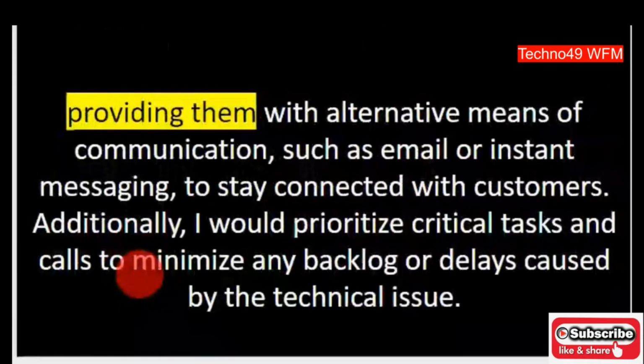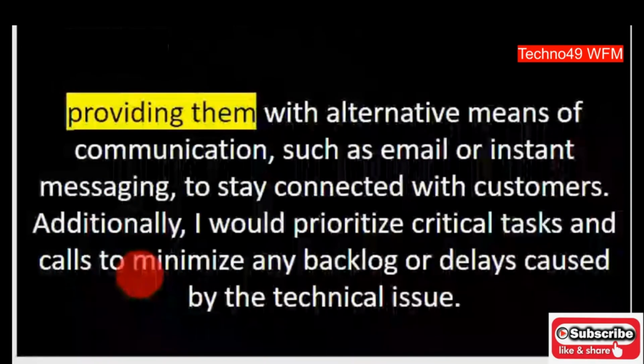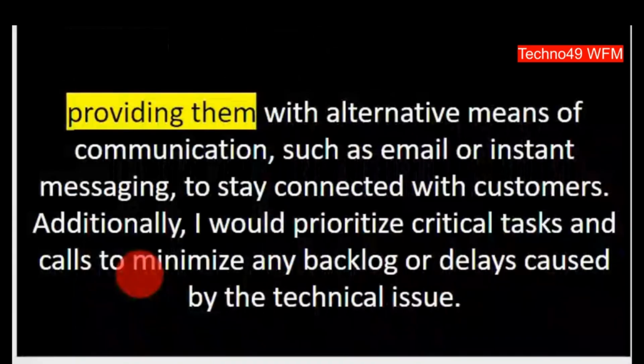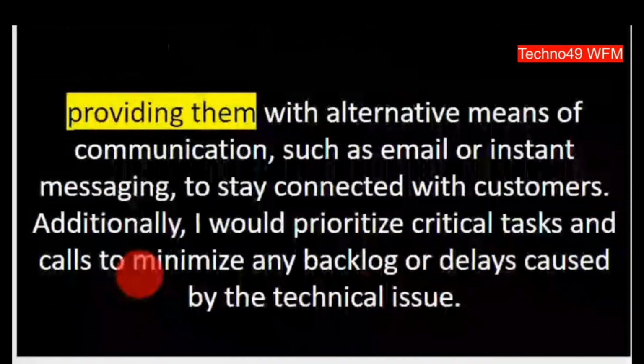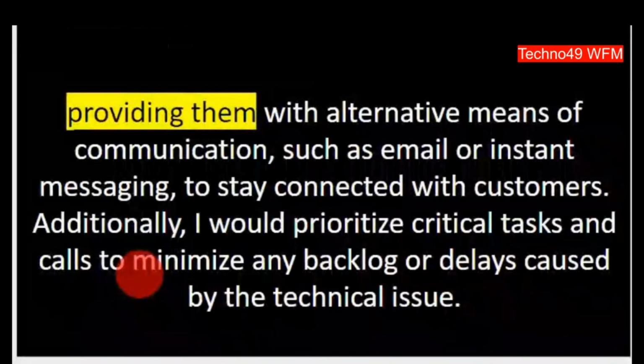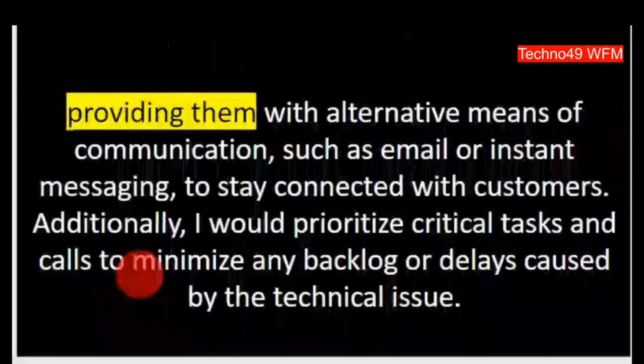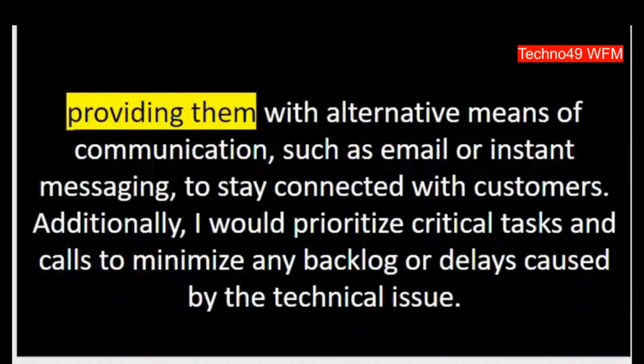And apart from that, you have to inform the customers also if the IT or system issue is very big. You need to keep customers aware: please try to call us after 1 hour or 2 hours, as currently we have an IT or system issue. These kinds of messages can be deployed on the IVR itself. And try to prioritize critical tasks that are pending and need urgent attention. So these are the things you can say for this question.